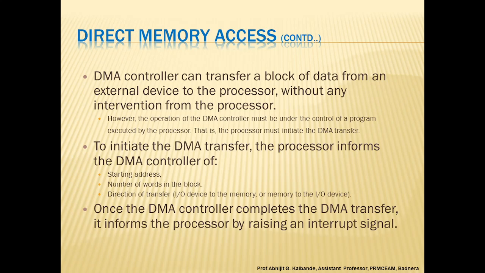However, the operation of the DMA controller must be under the control of a program executed by the processor, and that is, the processor must initiate the DMA transfer. The registers in the DMA controller that the programmer sees are accessed in the same way as in any other I/O interface. Two registers are used for storing the starting address and the word count. The third register contains status flags and control flags.